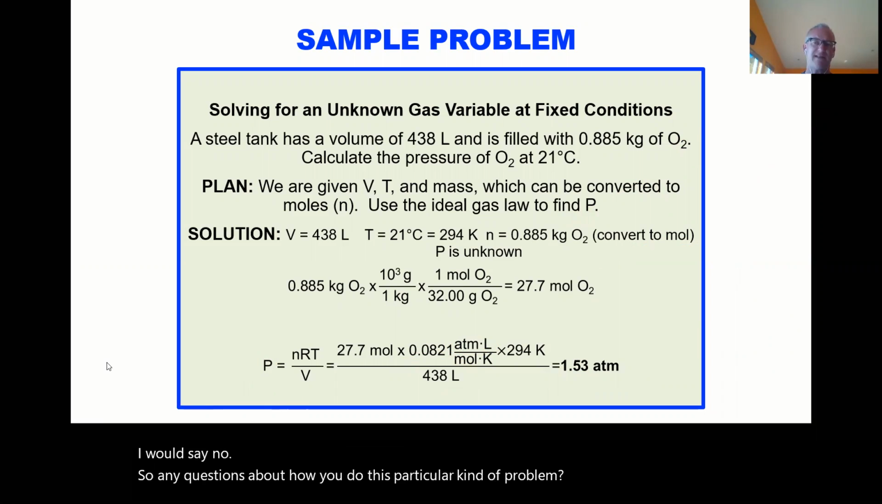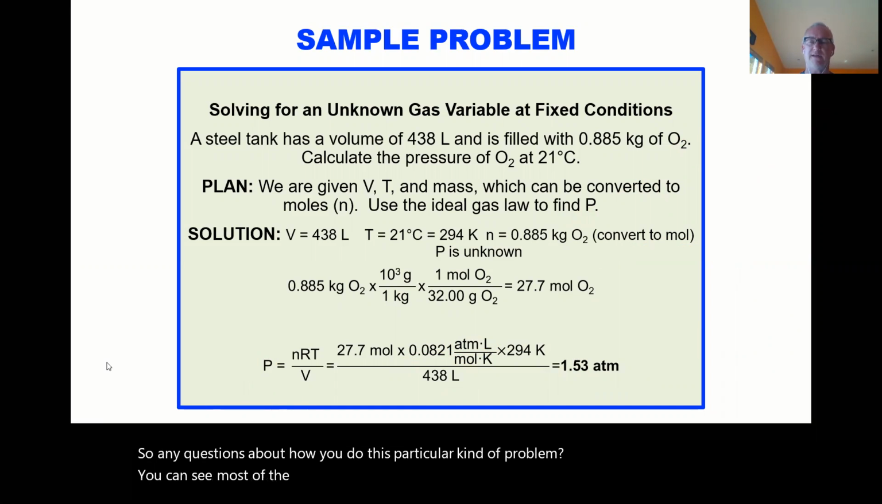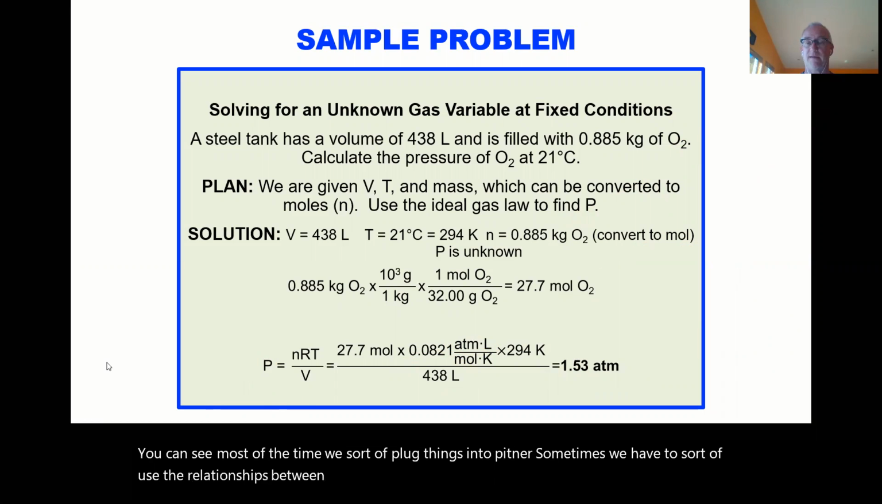You can see most of the time we just plug things into PV = nRT. Sometimes we have to use the relationships between the different units, but most of the time we're just plugging things in.